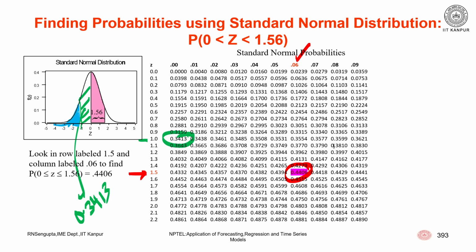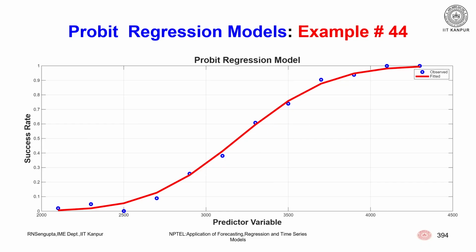Because all the values of beta naught plus beta 1 into x would always be between -infinity and plus infinity, you can basically map it to find the standard normal deviate from the table. Now, without going into the coding, I have just utilized this graph. This is the Probit regression model. The blue points which you see are the observed values, and the fitted line is given by the red one, and you see the Probit curve is exactly the S curve.